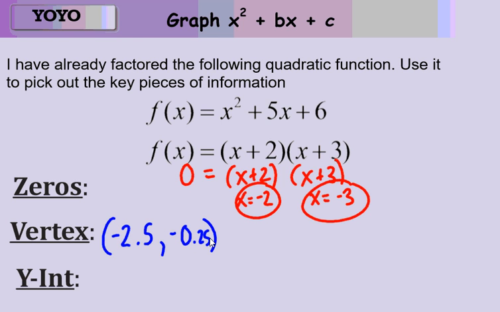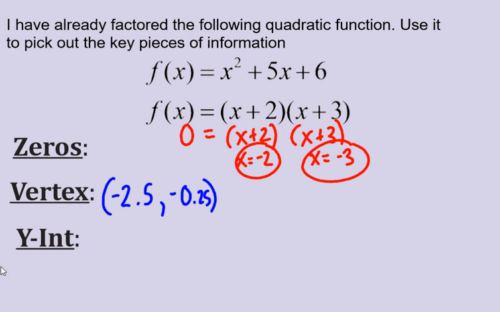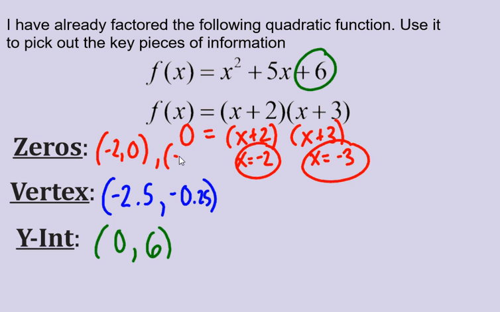So there's going to be my y coordinate of my vertex, and then the y-intercept is the y value when x is 0, which is going to be that value at the end. So there you go. Your two x-intercepts are at -2, 0, and the other one's at -3, 0. Your vertex is shown in blue. Your y-intercept is shown in the green. That's what you should be able to do.